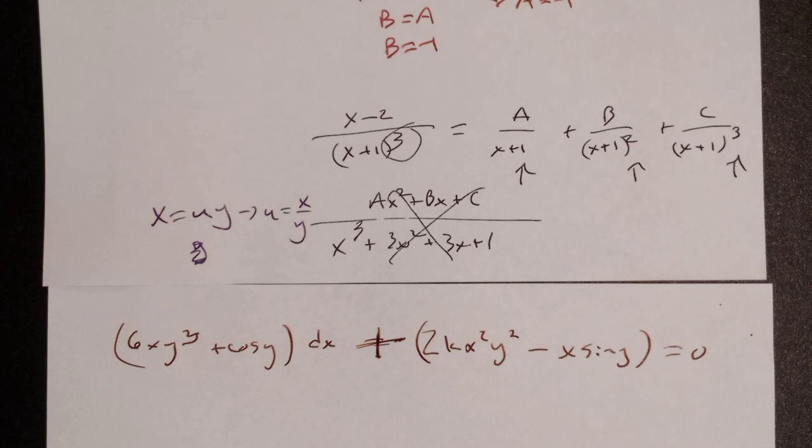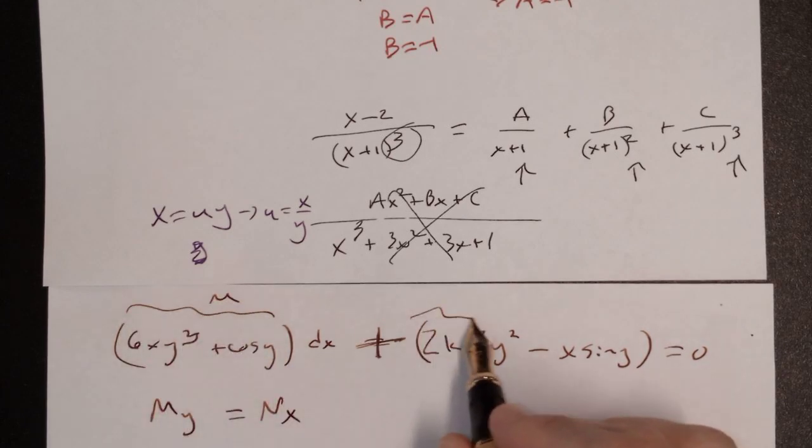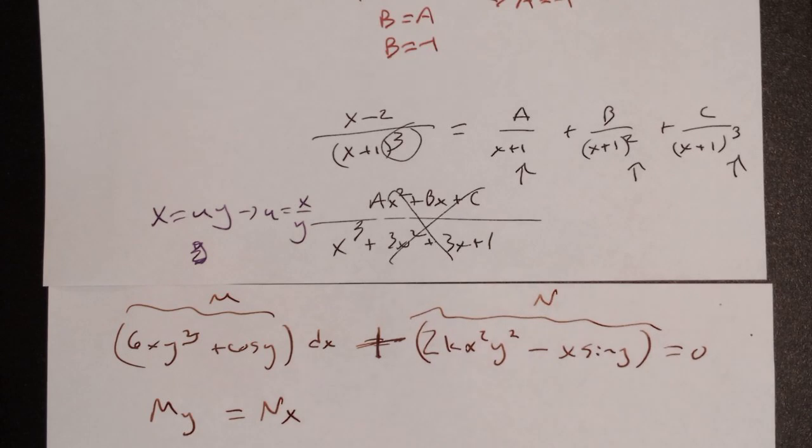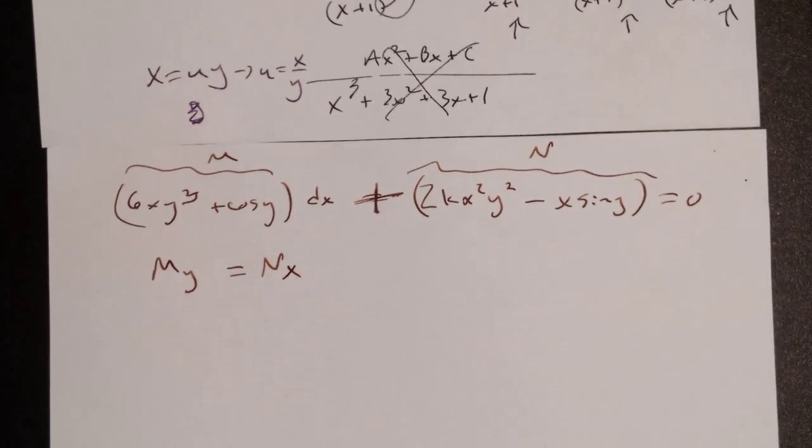To make this equation exact means that I need my to be equal to nx, where this part is m and this part is n. So let's start with partial derivatives. Take that first piece, take the derivative with respect to y.